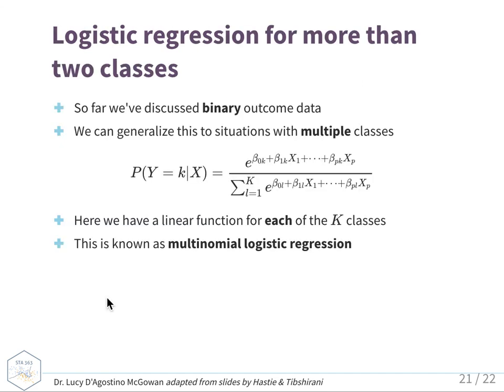Okay, so far we've discussed binary outcome data, but we can actually generalize this to situations with multiple classes. Here I have a linear function for each of the k classes, and this is known as multinomial logistic regression. This is how you could generalize logistic regression to be more than just for a y variable that's binary, or just 0, 1. You could have multiple classes there.